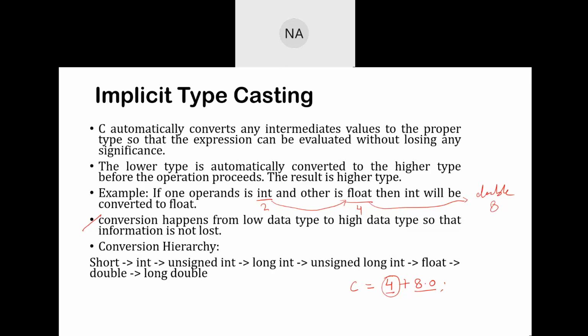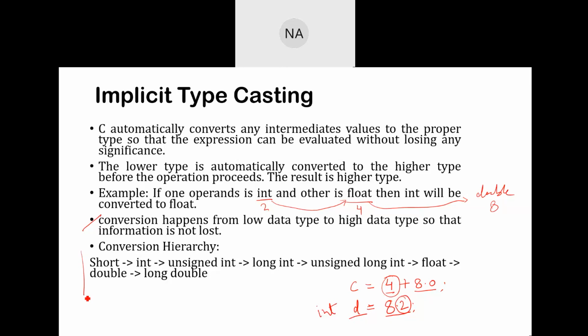So for example, say d is equal to 8.2, and the type of d is int. In this case, you are storing a floating number or double number in an integer variable. So the decimal part will be lost, right? So in implicit typecasting, conversion happens from low data type to high data type, so that no information is lost. And this is the conversion hierarchy.